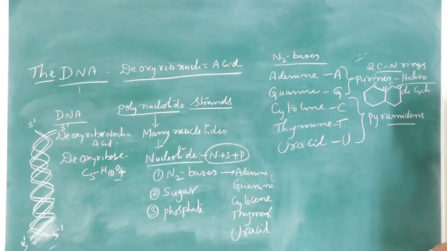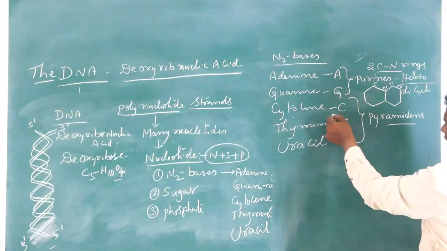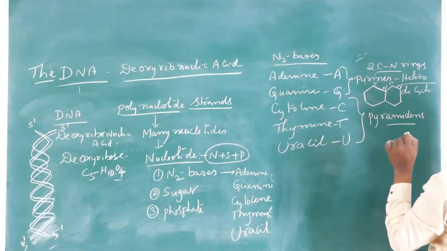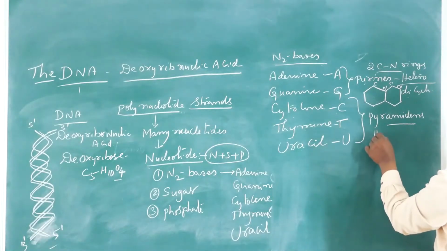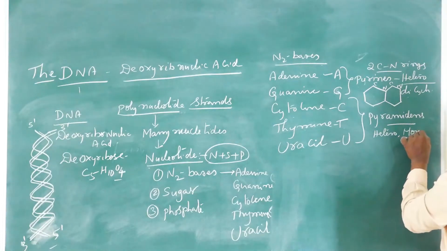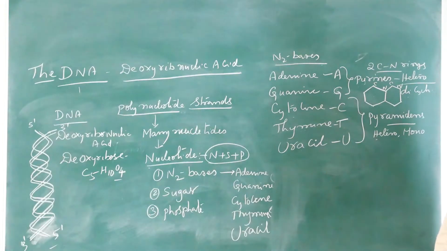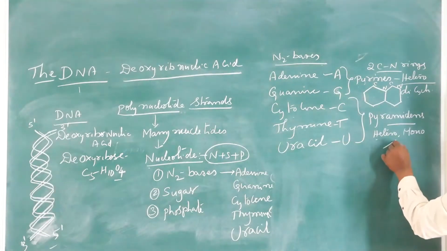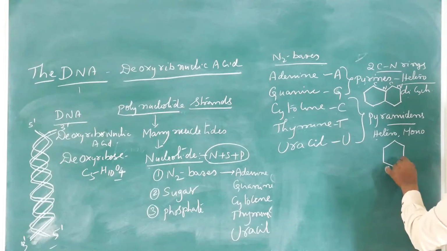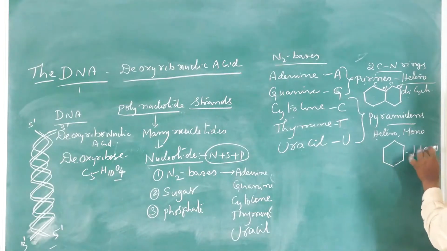Those three are called pyrimidines. Those pyrimidines are cytosine, thymine and uracil. Those are also heterocyclic and monocyclic compounds, having only one CN ring.